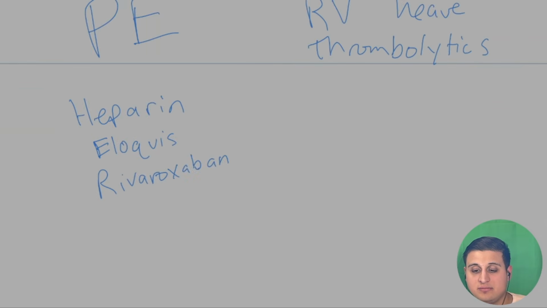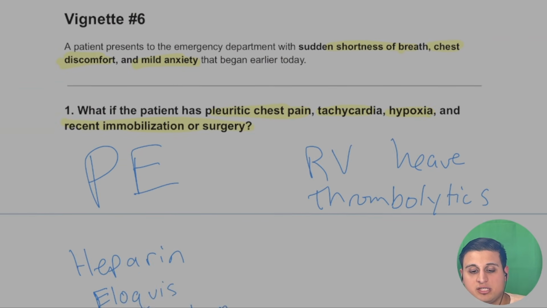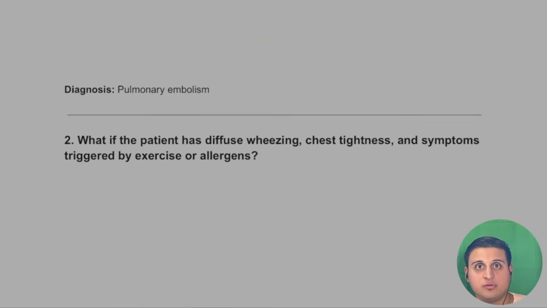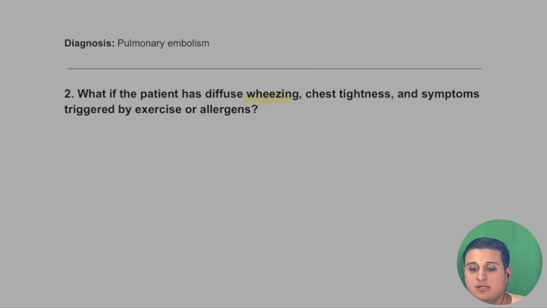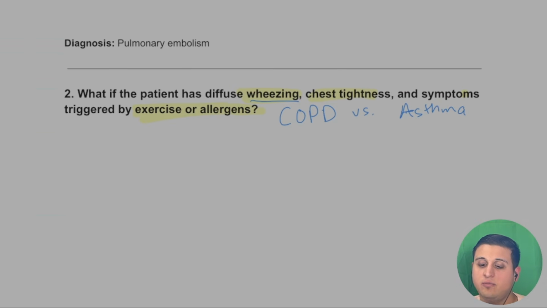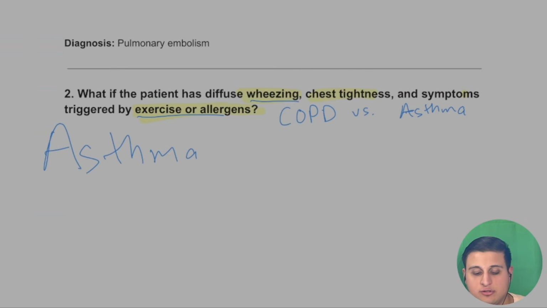Again, those same exact symptoms of sudden shortness of breath, chest discomfort, mild anxiety, right? Because it's a little stressful when this is happening. And now the patient has wheezing, chest tightness, and symptoms triggered by exercise or allergens. Well, there's only two different things that will cause true wheezing on exam. COPD versus asthma is now your differential for true wheezing. So in this case, we have wheezing and exercise or allergens causing something. This is probably asthma that's triggered by allergies, or some sort of allergen.